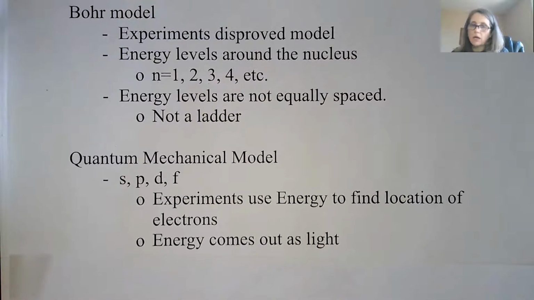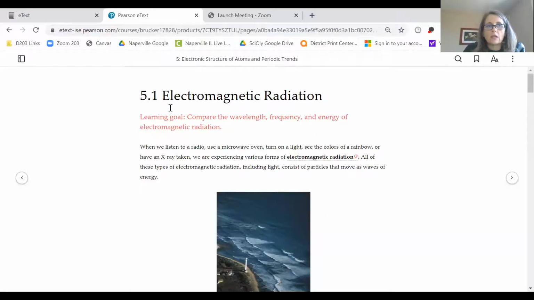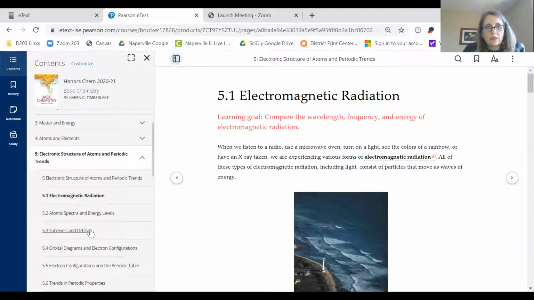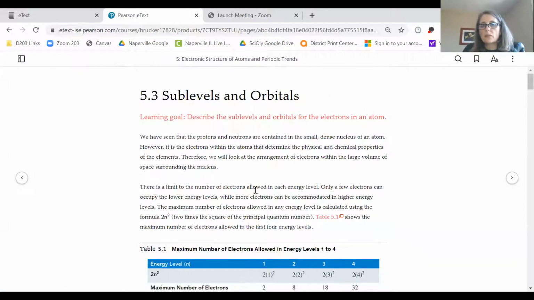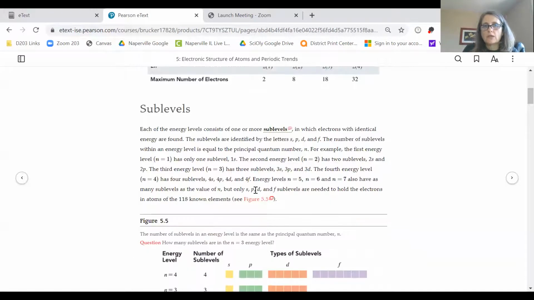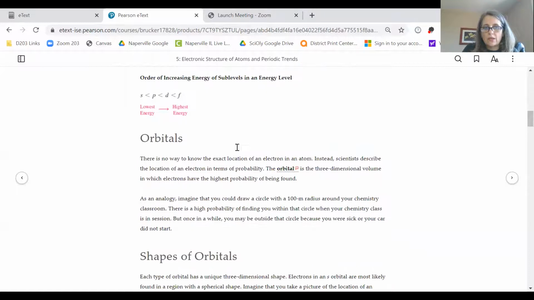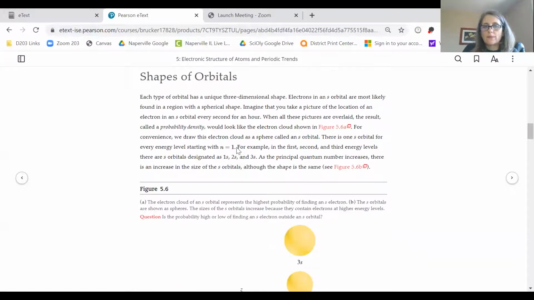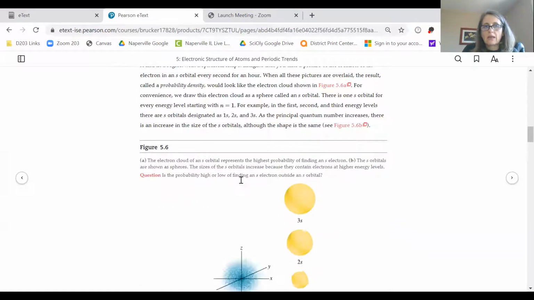So we now have what we call the quantum mechanical model. We introduced that to you in the previous unit. If we take a look at our resources, section 5.3 in your book is where they start to talk about the quantum mechanical model. This will go over specifically your s, p, d, and f orbitals associated with energy levels. In terms of which is higher and which is lower, s is the lowest and f is the highest. And then, what are these shapes?